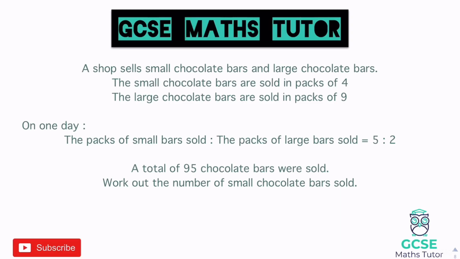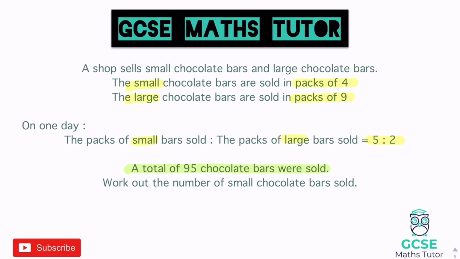Let's just highlight some of the information here. We've got small, packs of 4, large, packs of 9, and then we've got small to large in the ratio 5 to 2. And then it gives us this next bit of information. It says a total of 95 chocolate bars were sold. Work out the number of small chocolate bars that are sold.